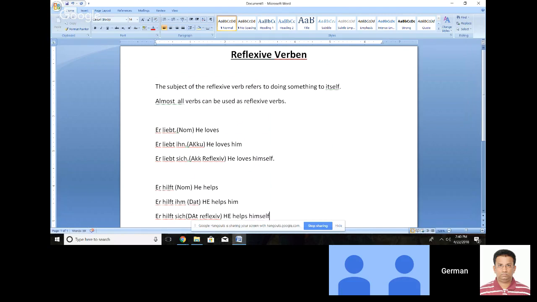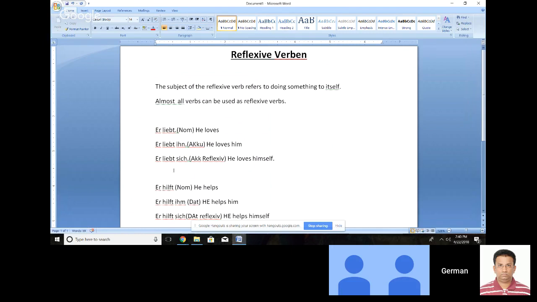Okay, the verbs that we're using are normal verbs which take the accusative and the dative case. The only difference in a reflexive verb is that the subject of the reflexive verb refers to doing something to itself. That is, over here, he is doing something to himself. He is helping himself. He is loving himself. Okay, that is the only difference in reflexive verbs.